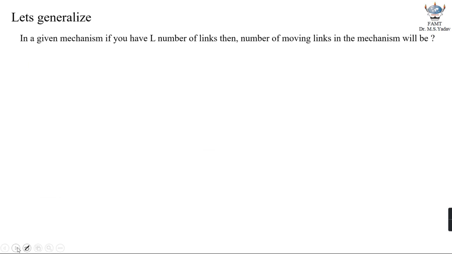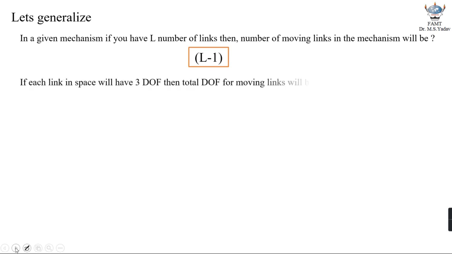So in a given mechanism, if let us say we have L number of links, then how many moving links will be there in that mechanism? We know in a kinematic chain we always try to fix one link. So if it is a 4-bar chain, then link 1 will be fixed and 3 will be moving links. So in a given mechanism, if you have L number of links, then number of moving links will be L minus 1. Now each of them will be having 3 degrees of freedom. So the total degrees of freedom will be 3 into L minus 1.